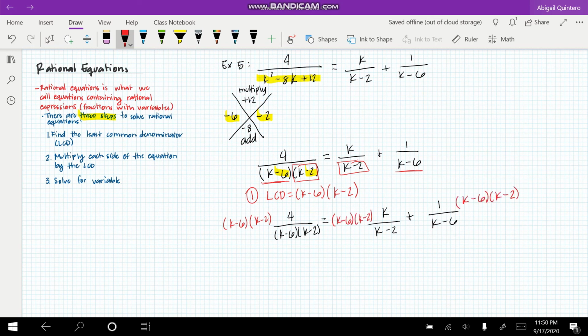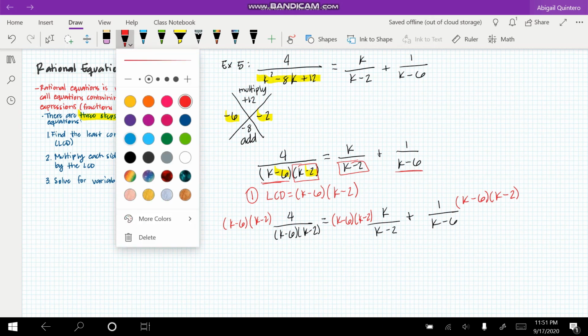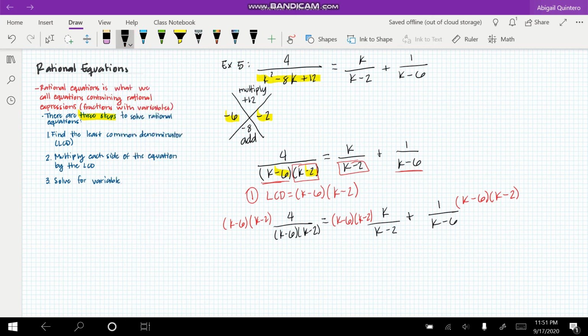So now, again, we want to reduce, from the top to the bottom, from the top right to the ones on the bottom. So the denominator. Here I see that I have a k minus 6, and I also have a k minus 6 on the bottom, so this can cancel out. Then I have a k minus 2 and a k minus 2, so this also is going to eliminate. So all that I have left is 4.